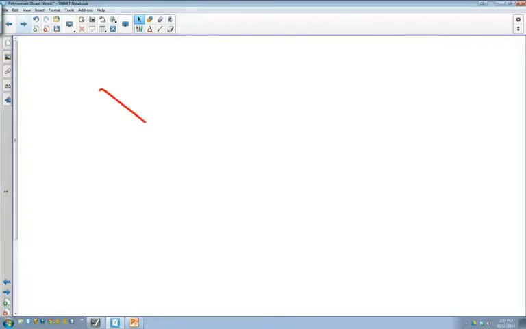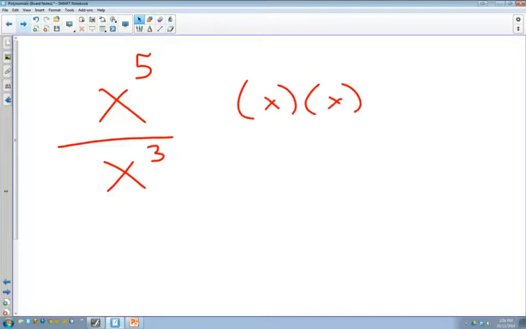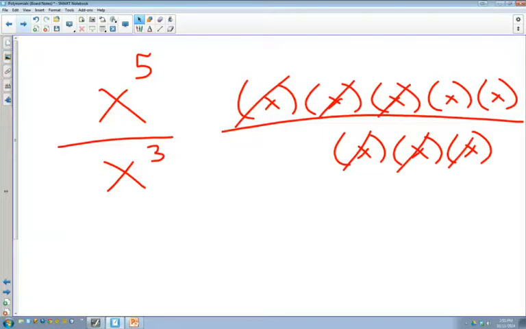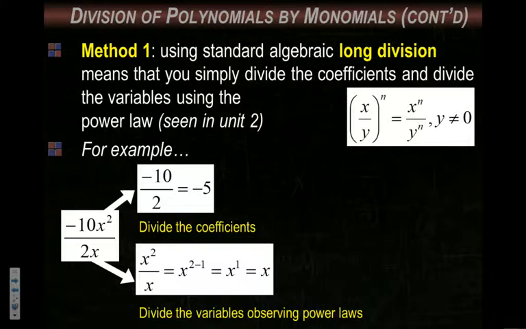So similarly, if I did x to the power of 5 divided by x to the power of 3, the simple way would be 5 minus 3. But if you don't remember that, just write it out the long way. 5 x's being multiplied together divided by 3 x's being multiplied together. That's what it means. Then just cross out the ones that match up. And I'm left with x times x, or x squared, or 5 minus 3. So there are a couple of different ways you can look at it if you forget your power laws.